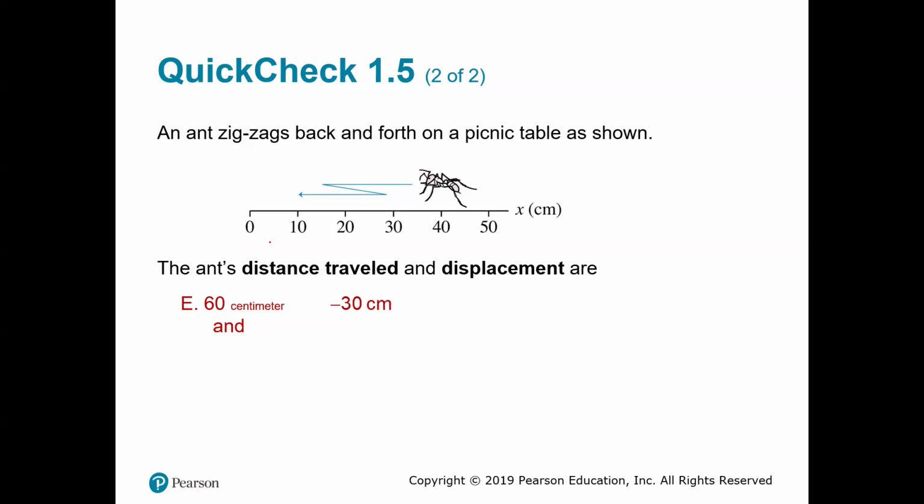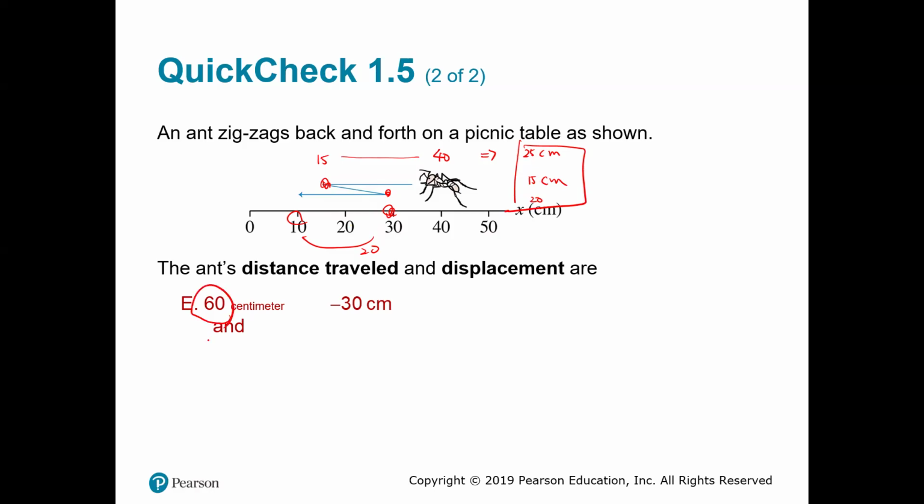For total distance traveled, initially the ant was at 40, and then we moved to 15. So how much distance did it travel for the first move? 25 centimeters, right? And then it moves from here to here, another 15 centimeters. And now it moves from here to here, which is another 20. So the distance it traveled is 60 centimeters.